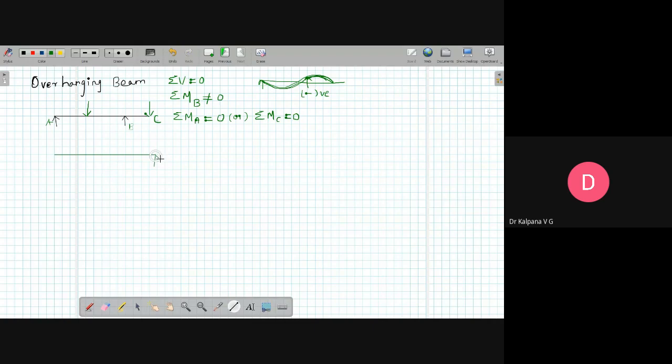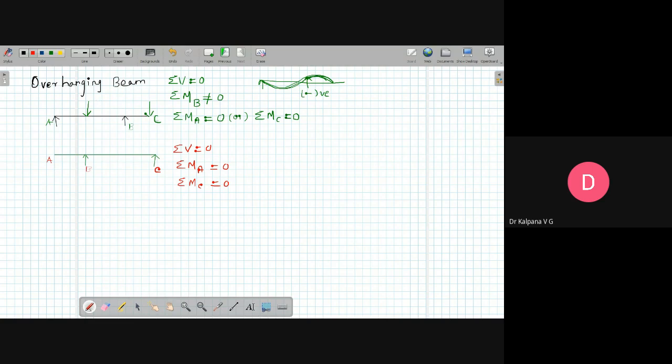Now the overhanging beam with left side overhang, this is A, B, and this point C or support C. In this case, as usual, sigma V equal to 0, and sigma MA we can make equal to 0 since A is the free end, and sigma MC equal to 0, not sigma MB, the middle support. At the middle support there will be some negative bending moment, which we can see while drawing the bending moment diagram. So you should not make sigma MB equal to 0 to find the support reaction.